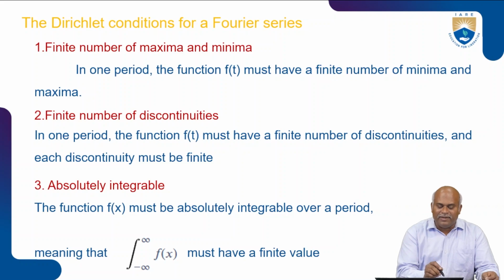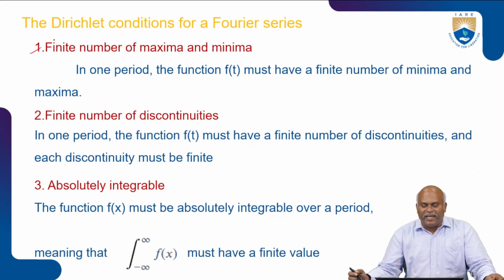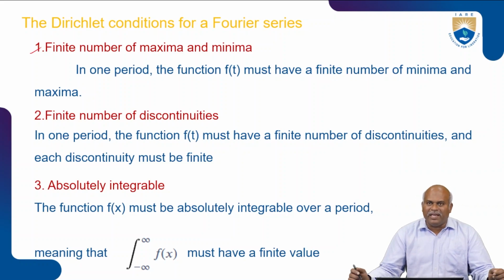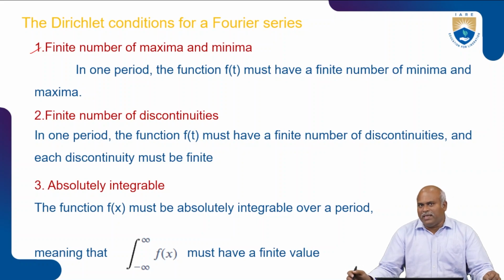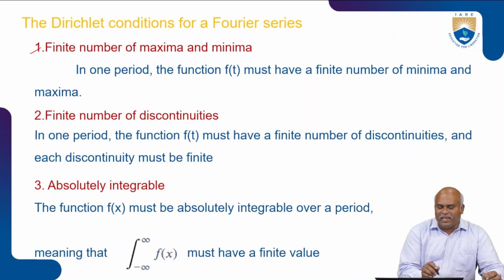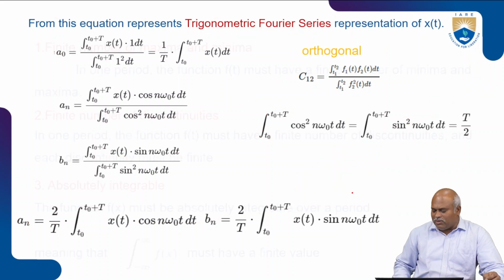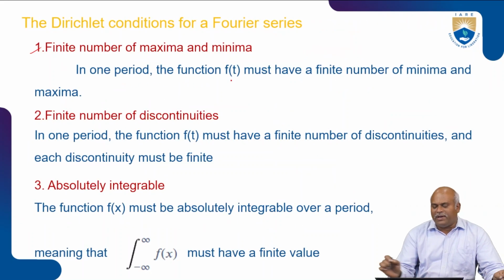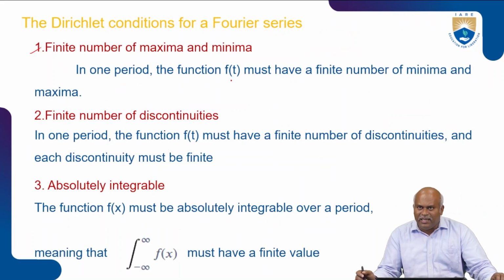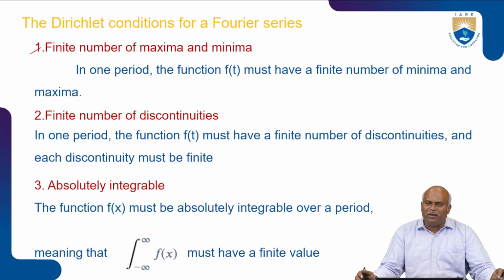So for the first condition, a finite number of minima and maxima, our interval of the signal is between the minimum as well as the maximum in one period. Here is one period. The minimum value is 0, the maximum value is 2 pi. In one period, the function f of t must have a finite number of minima as well as maxima within the interval of one complete periodic signal.